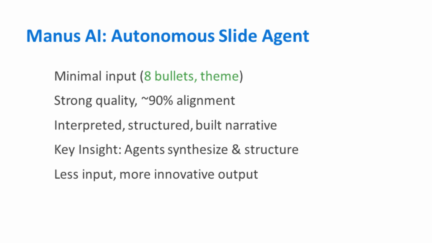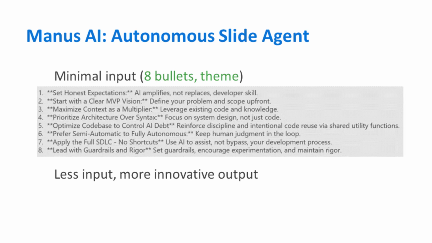Now let's turn to the most intriguing experiment, Manus AI. This is where things started to feel truly agentic. My input here was intentionally minimal, almost a test of its autonomy. I provided just summary bullet points, specifically 8 core principles related to a project I was working on. No detailed prose, no specific slide breaks.